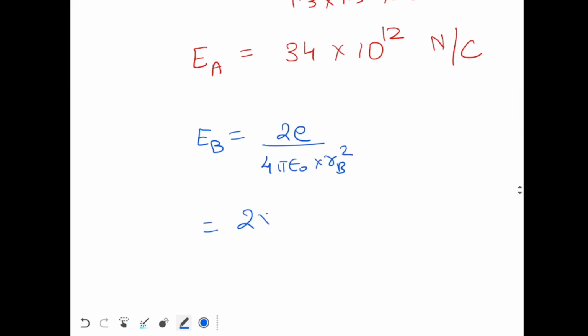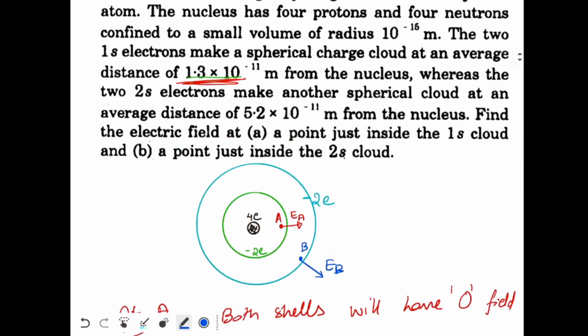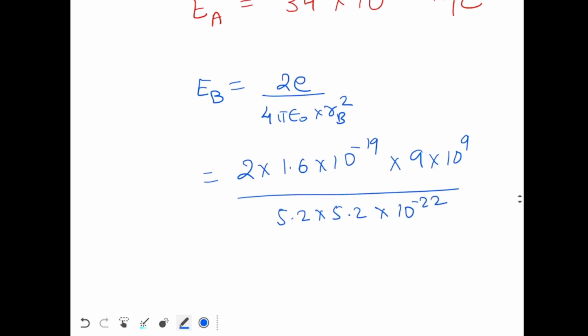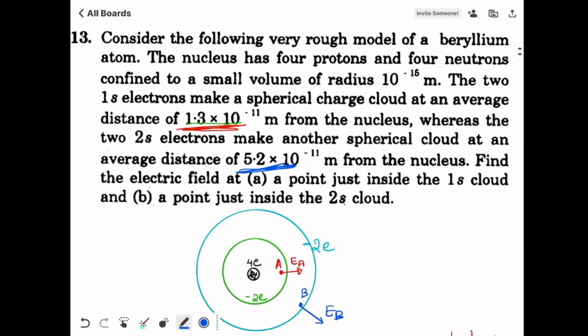So put the values. 2 into e will be 1.6 into 10 power minus 19, 1 by 4 pi epsilon naught is 9 into 10 power 9, divided by RB square. Now the radius is given to be 5.2 into 10 power minus 11, so 5.2 into 5.2 into 10 power minus 22. So we will get EB equal to 1.06 into 10 to the power 12 Newton per coulomb. So these are the answers to the two parts of the question.